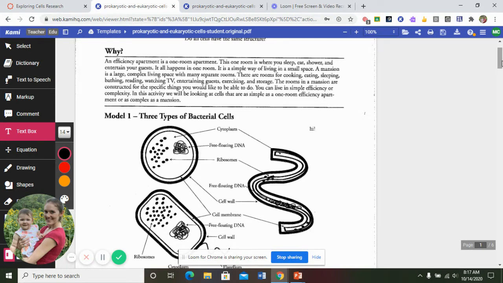An efficiency apartment is a one-room apartment. This one room is where you sleep, eat, shower, and entertain your guests. It all happens in one room. It is a simple way of living in a small space. This would be like New York.